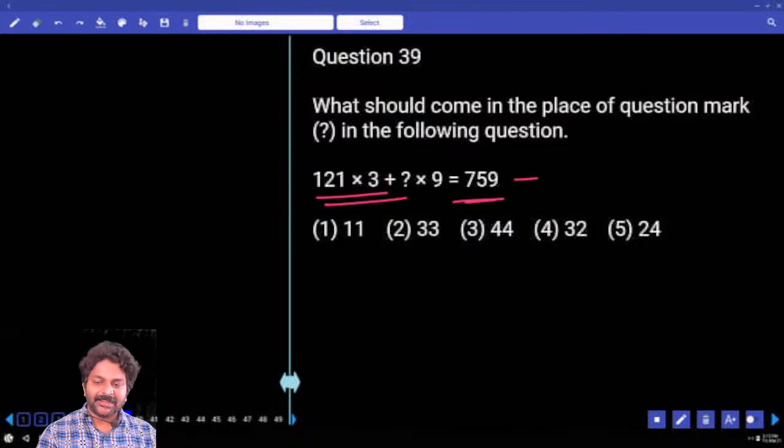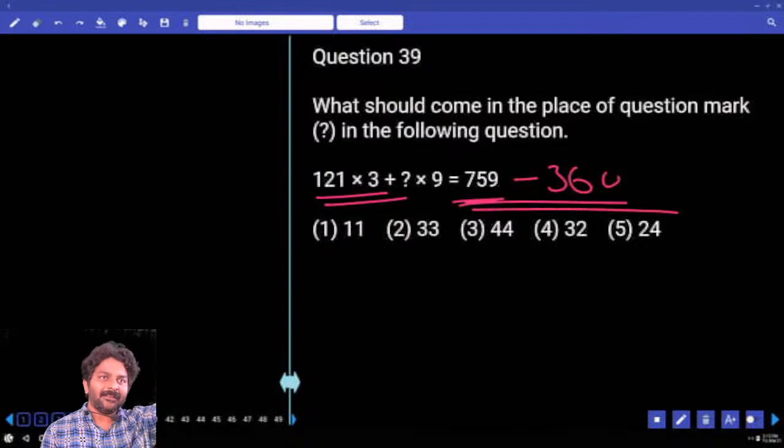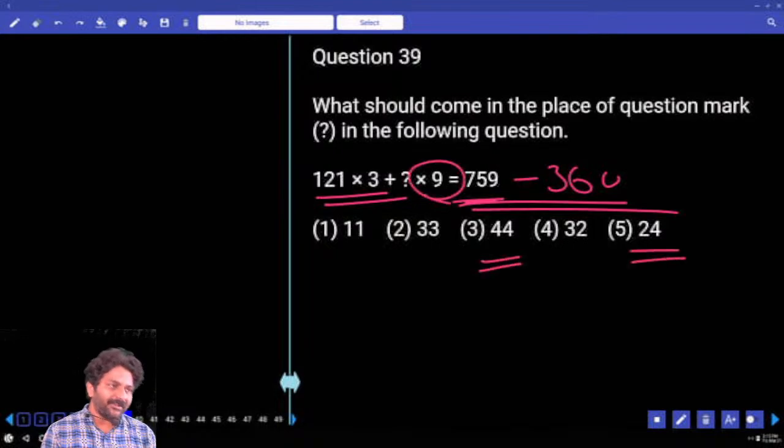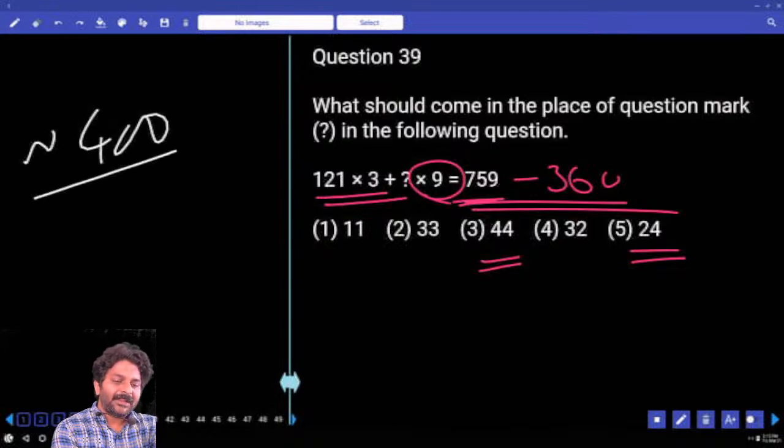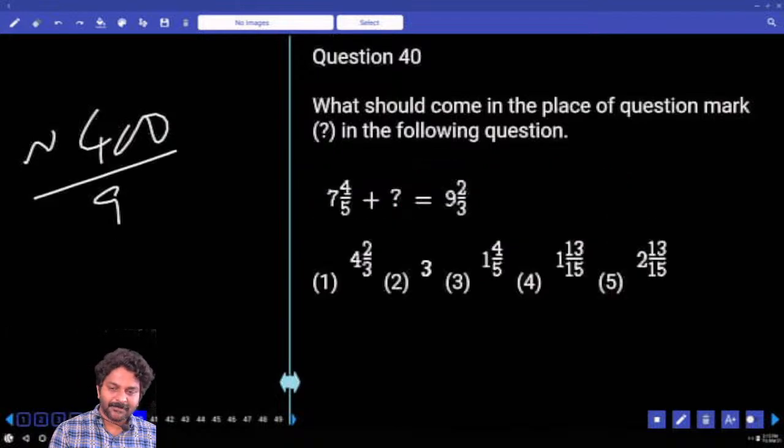360. If you take the difference, if it is about 400 only, 400 by 9, in the sense, is that ending with 40s or 24s? Is that number nearby? Ante 400 approximate kadamma, divided by 9. Ide kada. Nearby 40s or 20s are? Ayipindi. Next.